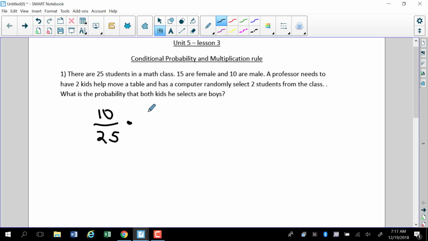Now we selected a male. What's the probability to select another male? 9 out of 24. So hopefully you didn't make the mistake that I made the first time. But this is what you should have. 10 out of 25 are male.